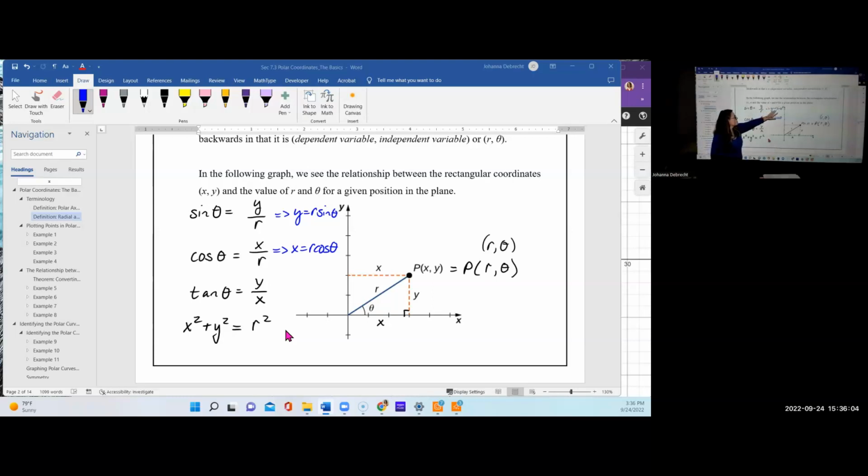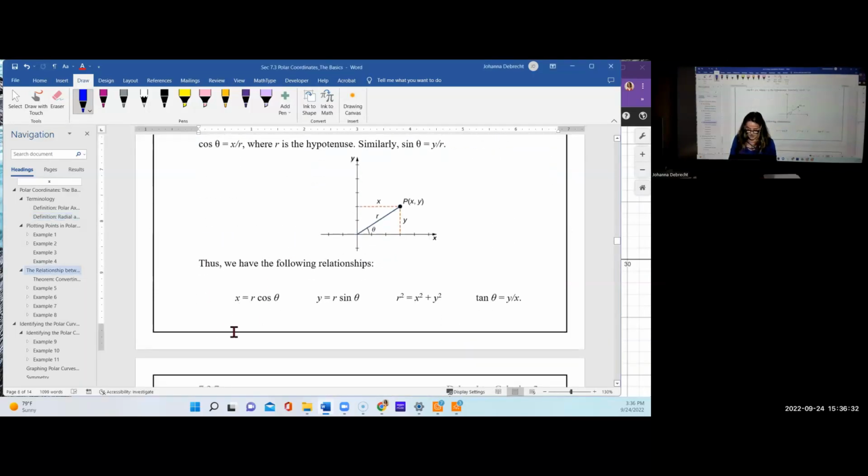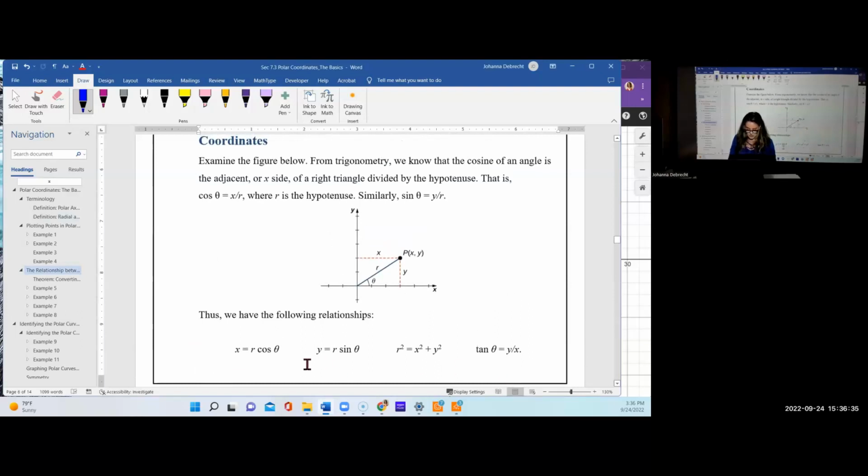So r depends on theta, backwards from what we do in the rectangular coordinate system. And this gave us the relationship that y equals r sine theta from the basic definition of sine, x equals r cosine of theta from the basic definition of cosine, the definition of tangent, which relates y over x to theta, and the Pythagorean theorem, which tells us that x squared plus y squared equals r squared. So we have these relationships between the different points on the graph. And this gives us these equations that you see down here at the bottom. These are the ones that we're going to use to convert from one system to the other and back.